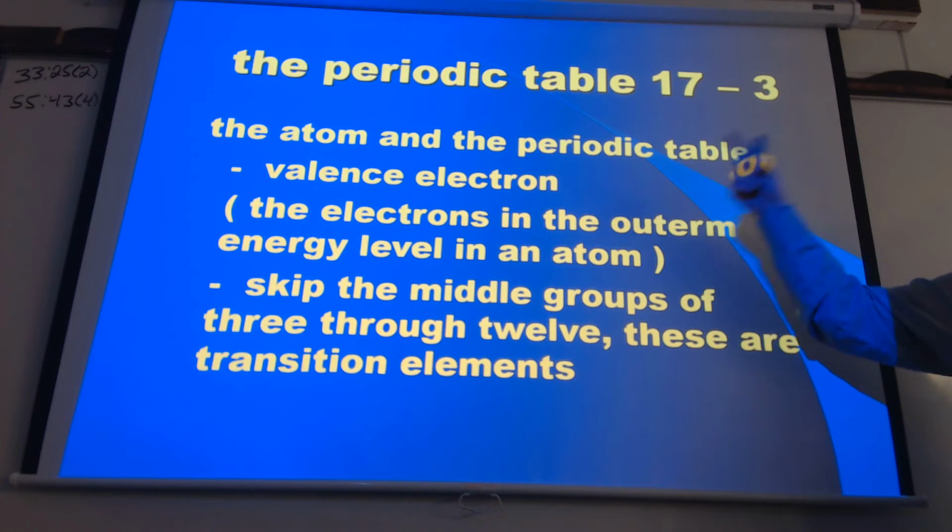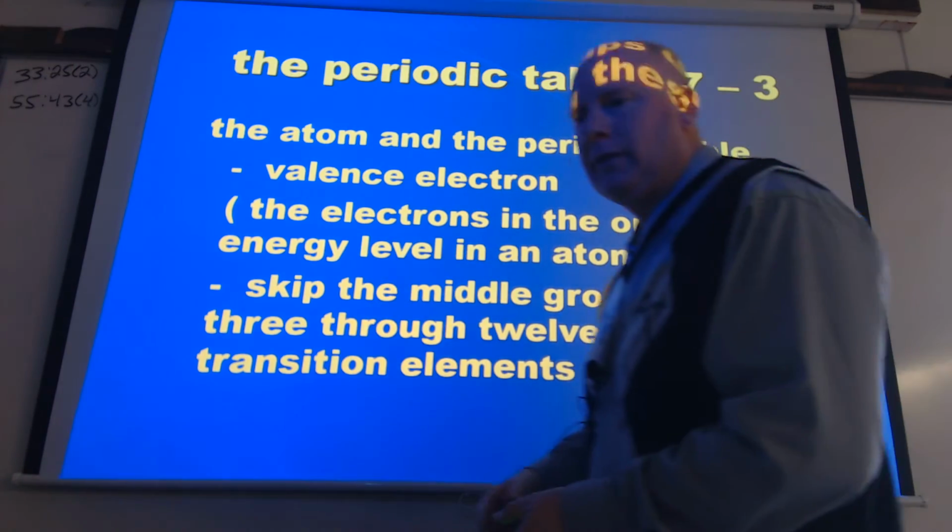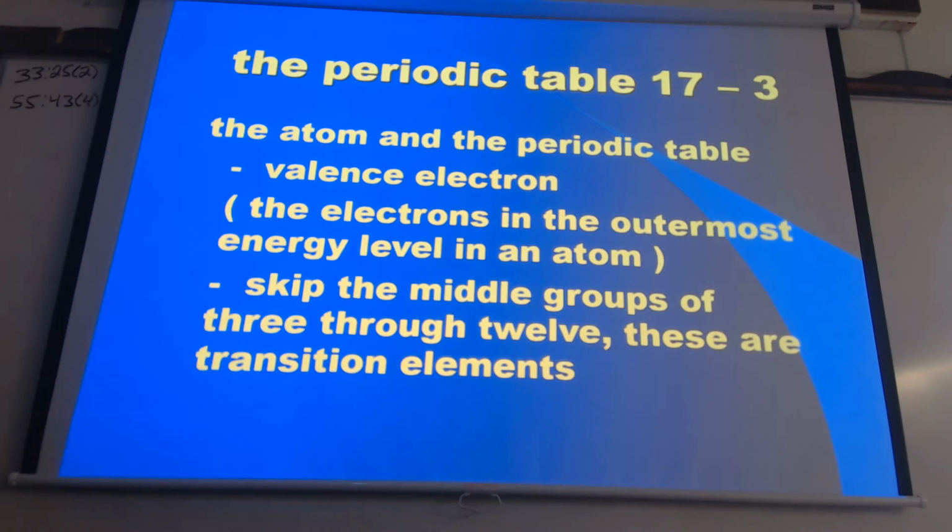Valence electrons. Those are the ones in the outermost energy level of any atom. The valence electron. Valence or valence, however you want to pronounce that.